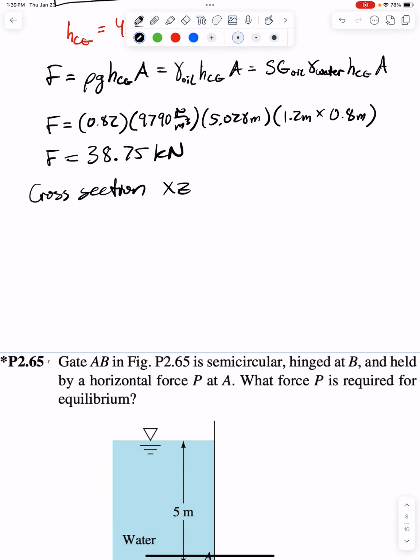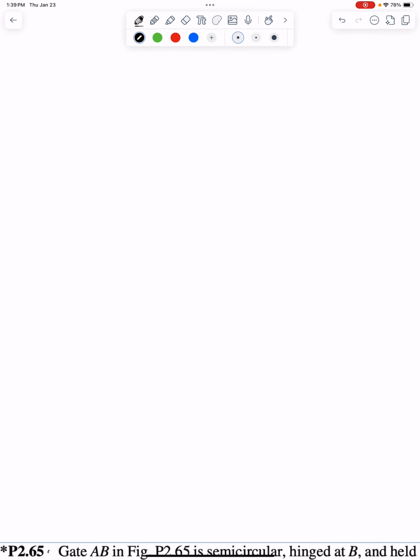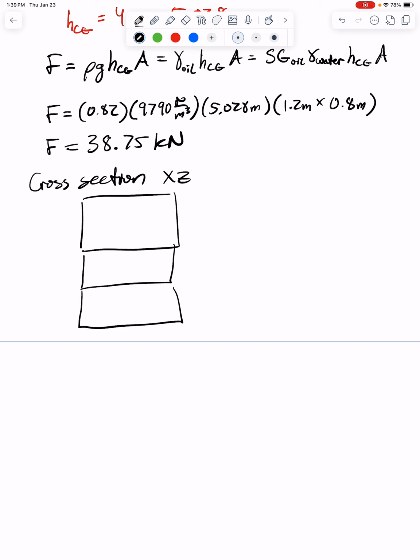So now we're looking at cross-section XZ, and so let me draw what you would be seeing. So that's the top part of the boot. Then you have the gate here. Then you have the remaining part of the diagonal. But we have our centroid here. That's the CG term that we were talking about to find the fluid column height above it.